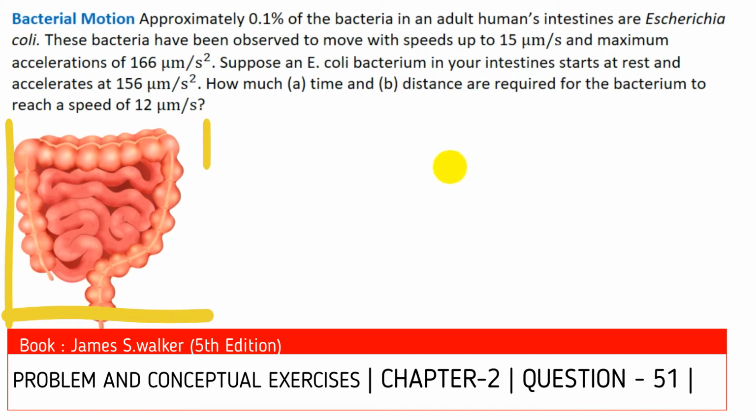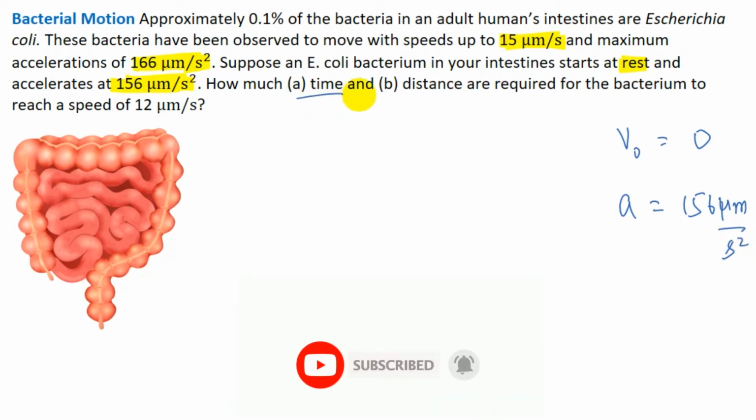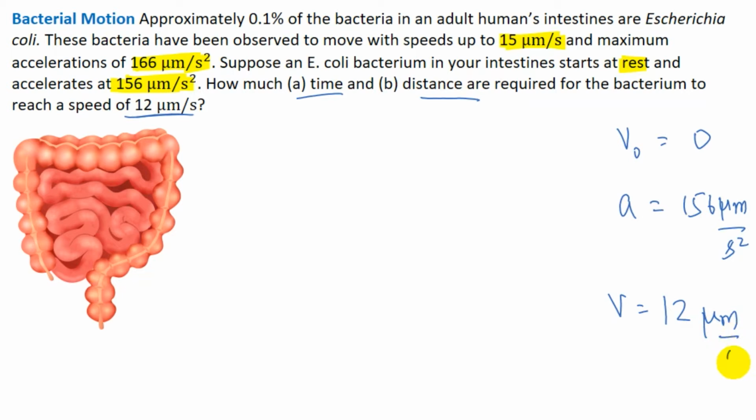Now here we are given that the bacteria in the human intestine have been observed to move with speed up to 15 micrometer per second and a maximum acceleration of 166 micrometer per second squared. Now consider that the bacteria in your intestine starts from rest and accelerates at 156 micrometer per second squared. So let me write first. The initial velocity V0 is 0 because it starts from rest, and acceleration we have 156 micrometer per second squared. Now we have to calculate how much time and distance are covered by the bacteria to reach a speed of 12 micrometer per second. So final velocity becomes 12 micrometer per second.